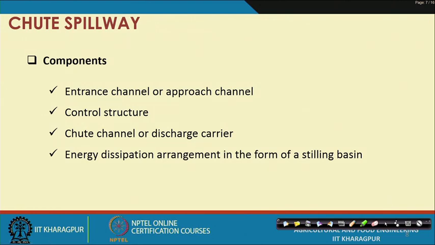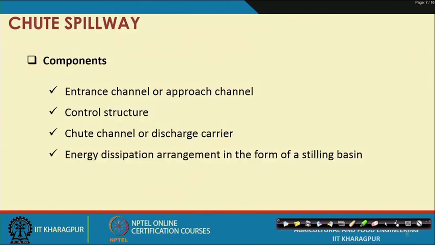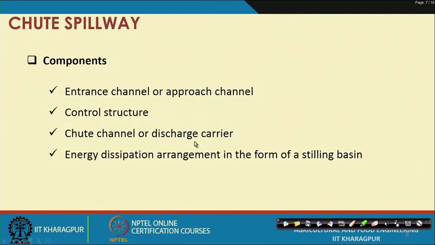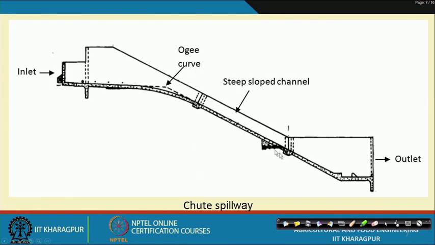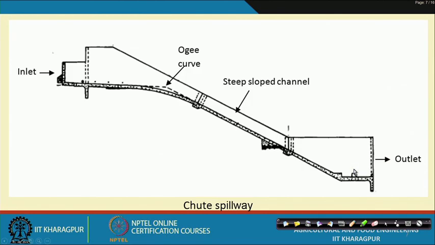Now, the basic components of the chute spillway, as you can see in the structure here: the entrance channel or the approach channel, then there will be a control structure, which is here an Ogee curve; there are many control structures, but here it is shown as an Ogee curve. And then the chute channel or the discharge carrier, which is this part, the steep slope channel, and the energy dissipation arrangement in the form of a stilling basin. So, this part is the energy dissipation arrangement. So, there are 4 basic components for the chute spillway.